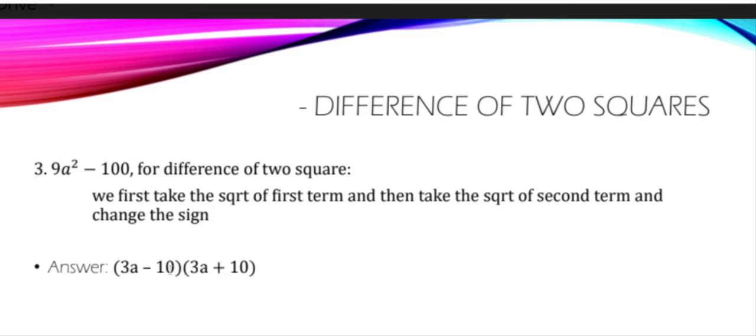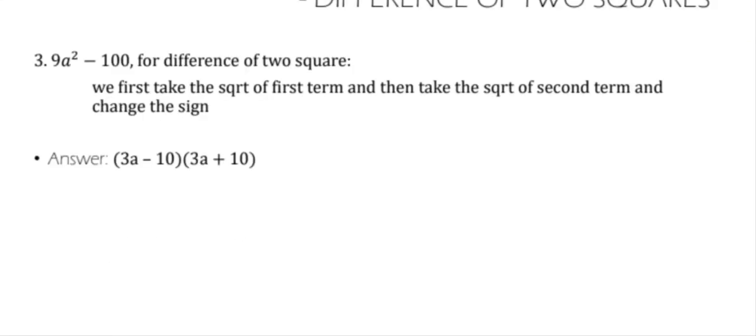And you can see that the only difference between these two parentheses is that there's a plus and minus sign. As I told you, we change the sign between two parentheses. And as always, you can do FOIL to make sure that your answer is correct, and our answer in this case is correct. Let's move on.